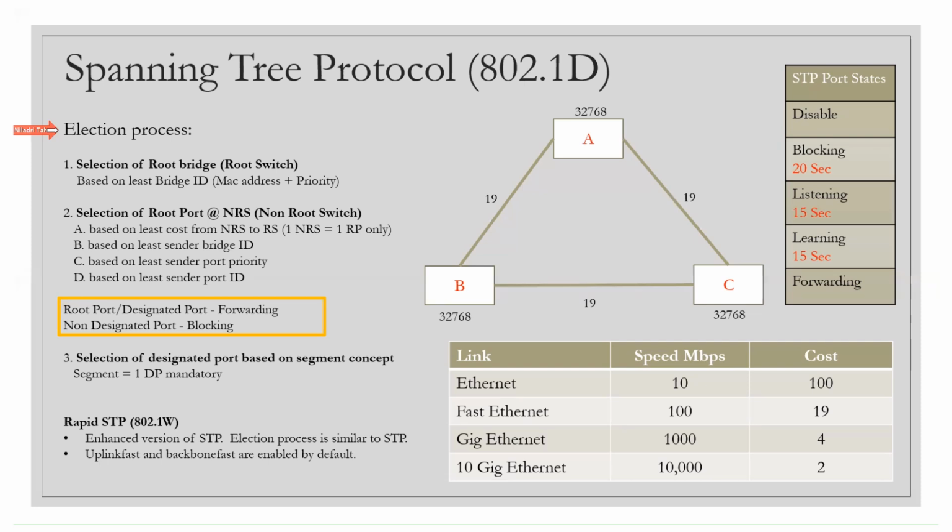Now we are going to go through how this election happens. This will happen completely automatically without any effort from your end, but it's good to know how. Number one is the selection of the root bridge, which is basically your root switch. How is the root switch selected in STP? That is based on the least bridge ID. Like I said, STP always likes the word least, right? So whichever bridge ID is the least will automatically be nominated and given the crown of root switch.